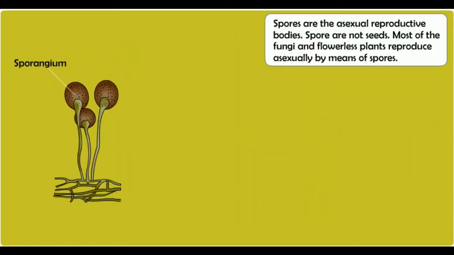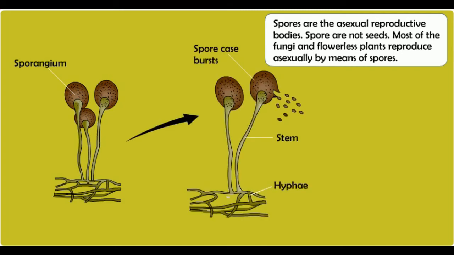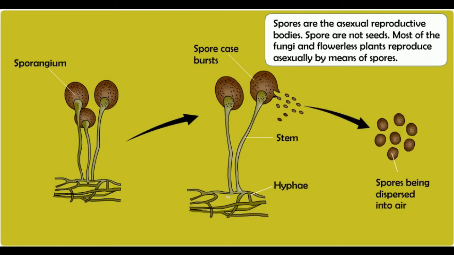Spore formation. Spores are the asexual reproductive bodies. Spores are not seeds. Most of the fungi and flowerless plants reproduce asexually by means of spores. The common bread mold plant or Rhizopus fungus reproduces by the method of spore formation. The tiny spores of bread mold plant are almost always present in the air. Plants such as ferns and mosses also reproduce by means of spores.